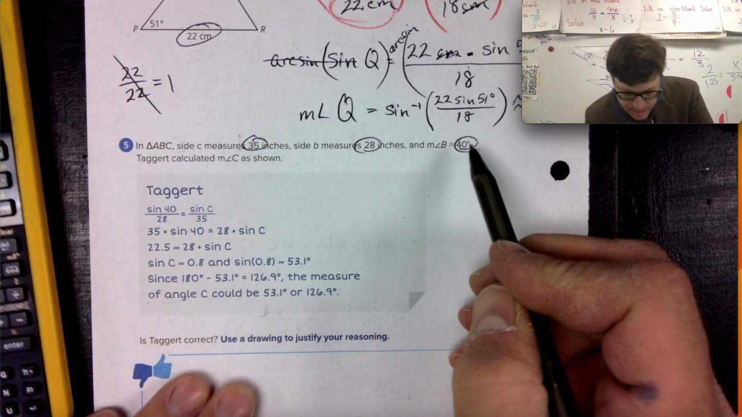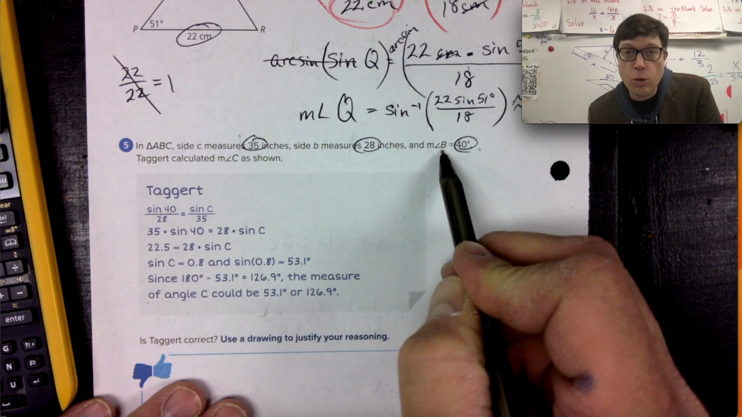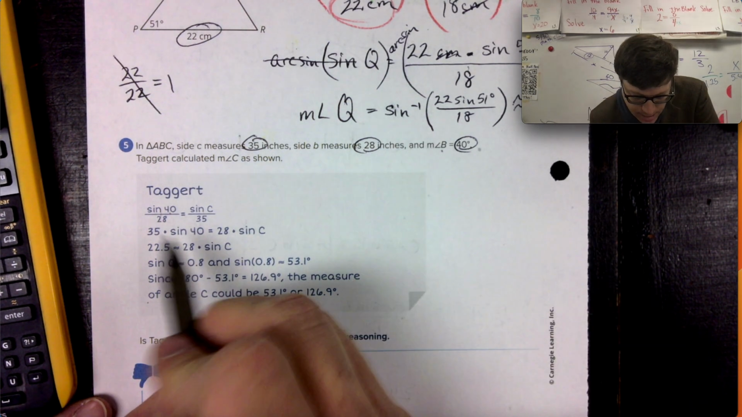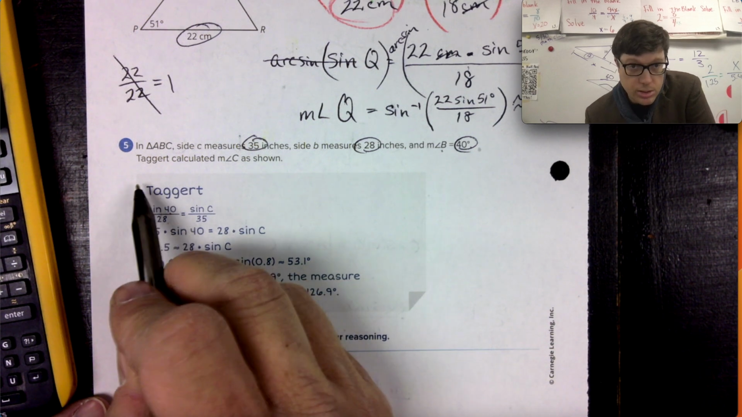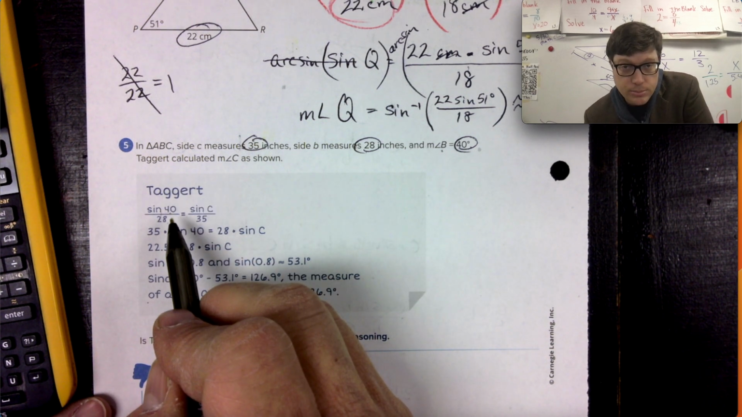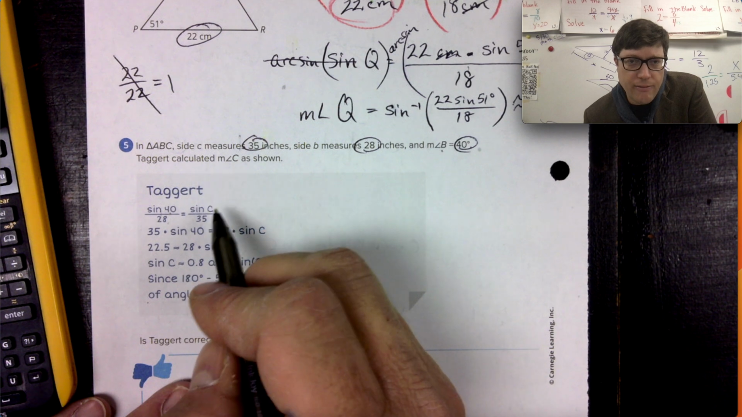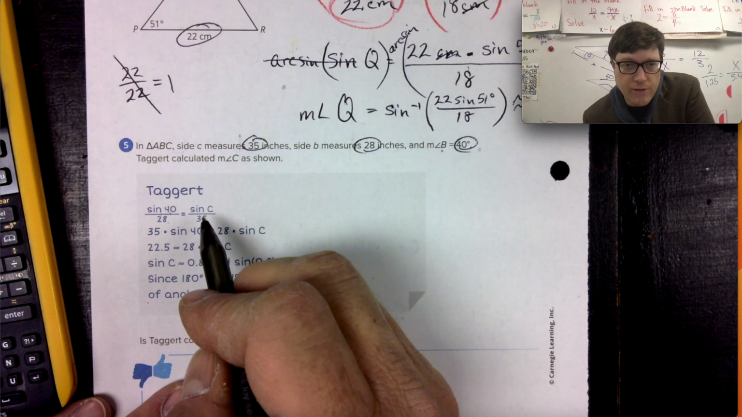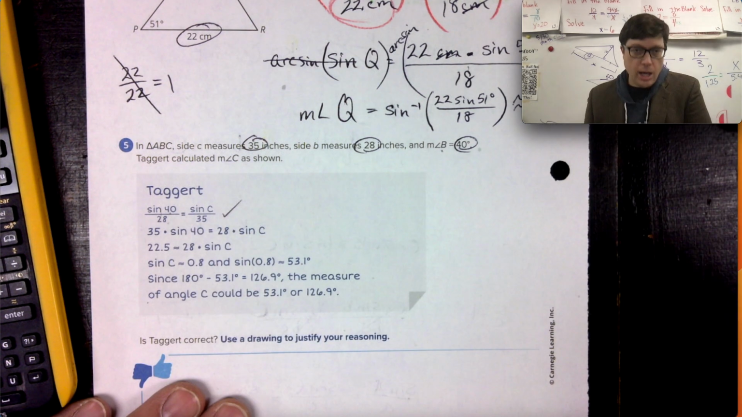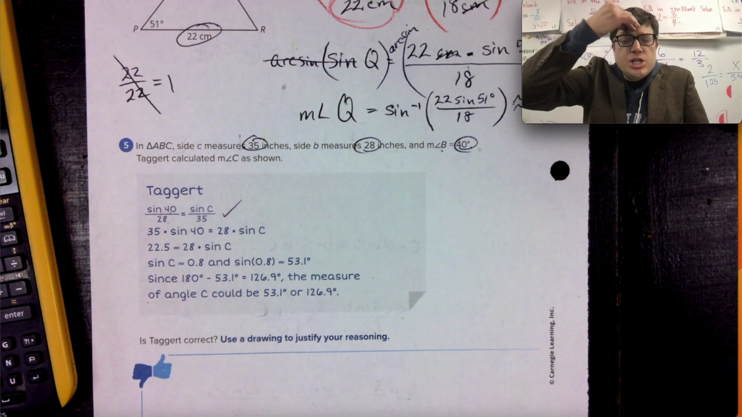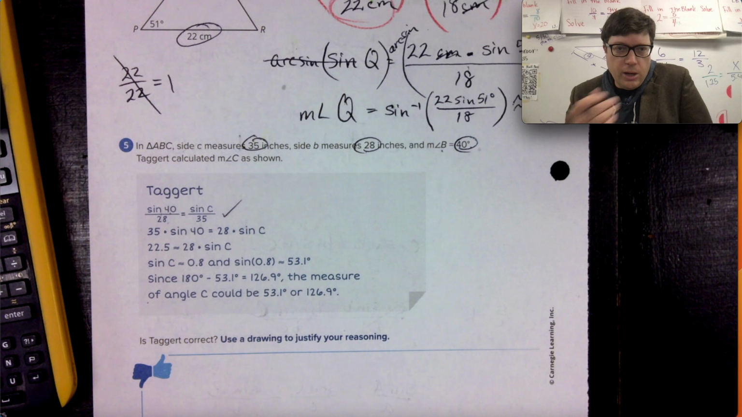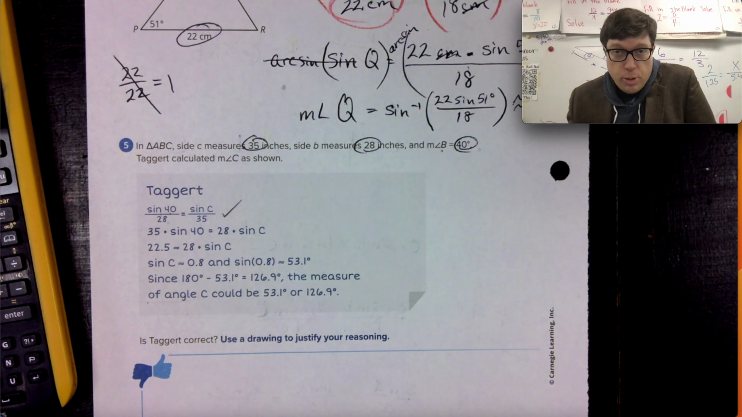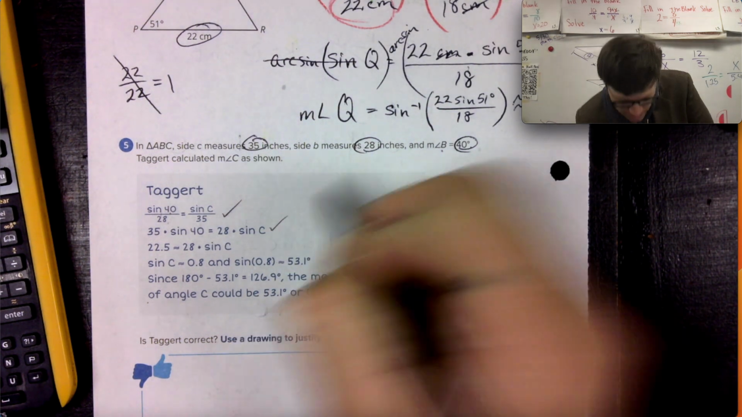So we're going to have sine 40 because that's angle B, and 28 because that's the inches. This is correct. Taggart set it up correctly. Sine of angle C, and then the side 35, all of this I agree with. So I guess the question is now, how is this person solving for the angle? It looks like they cross multiplied, so I agree with that.